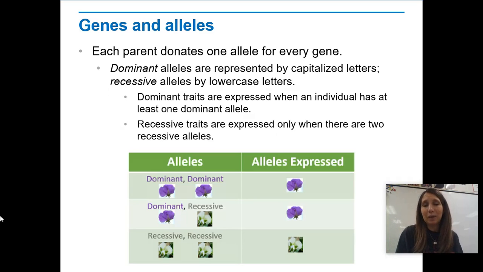So when we think about it that way, that means mom can either donate a dominant allele or mom could donate potentially a recessive allele. It kind of depends on what she has, right, and what she's able to give. Dominant alleles in general, when we write them, are represented by capitalized letters.